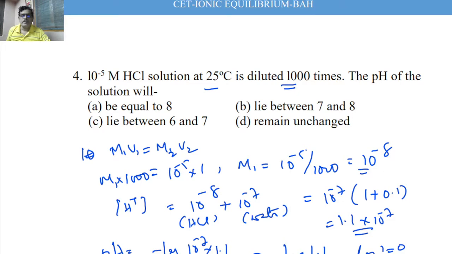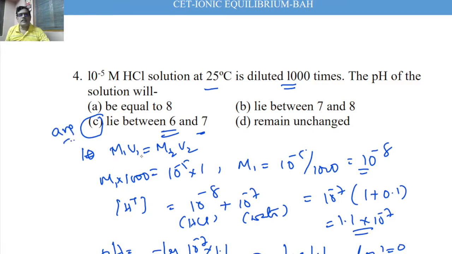Therefore this will be very close to something like 6.98 or something like that. So it will be very close to 7 but not 7. So the value should lie between 6 and 7. So C must be the answer for this.